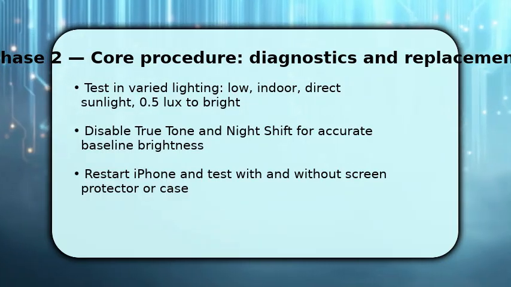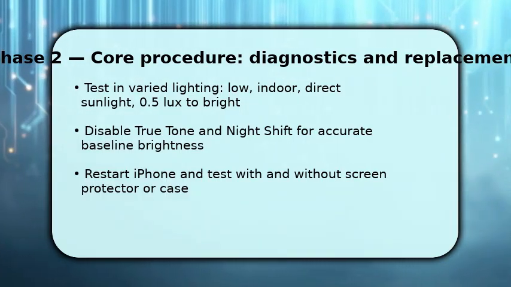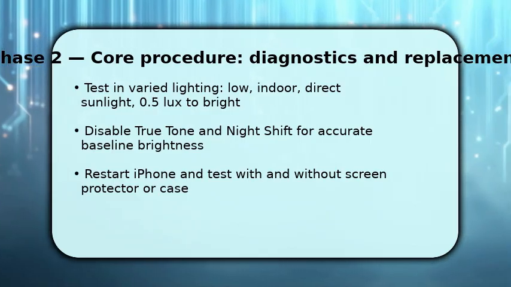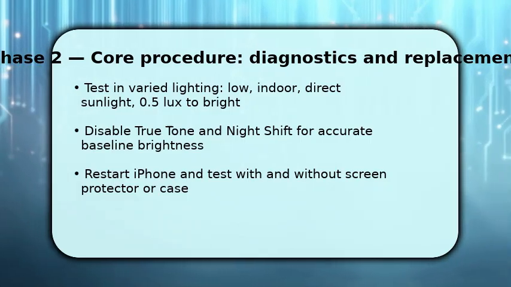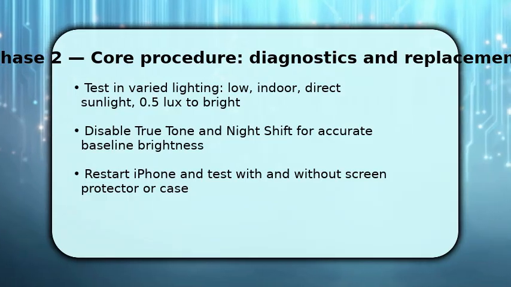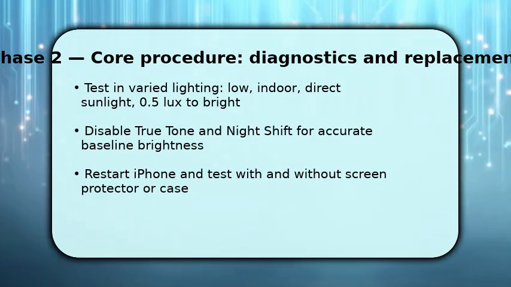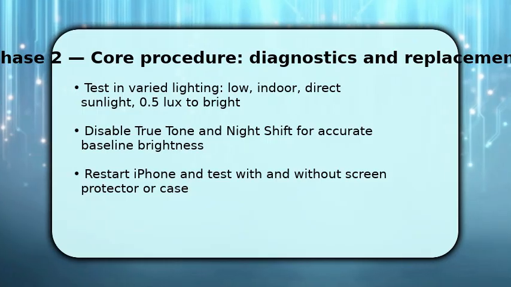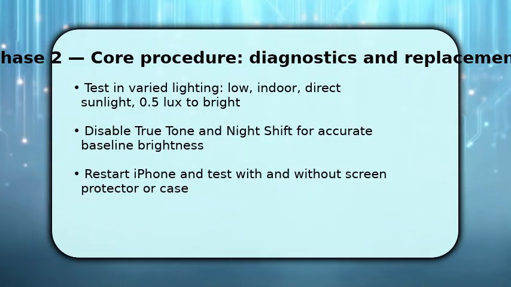Restart the iPhone to clear transient sensor errors and test in low, indoor, and bright sunlight conditions. Make sure to remove any screen protector or case that might block the ambient sensor. If brightness changes now, you've found the culprit and can proceed to final adjustments.